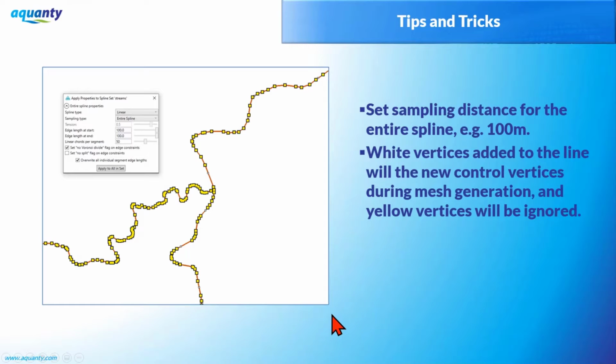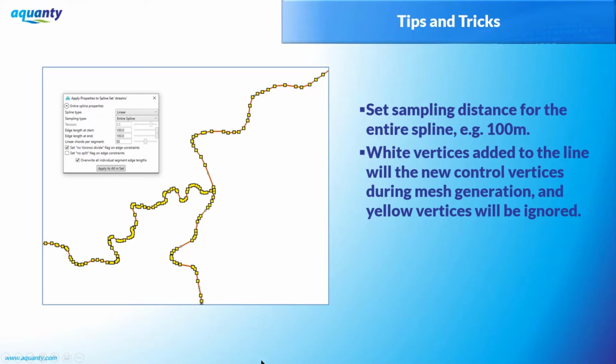So see here, we set a sampling distance along our spline of 100 meters. Once you specify the sampling distance, you notice that small white dots will appear at our requested interval, and these will be used in optimization instead of the yellow ones that came with the shapefile.